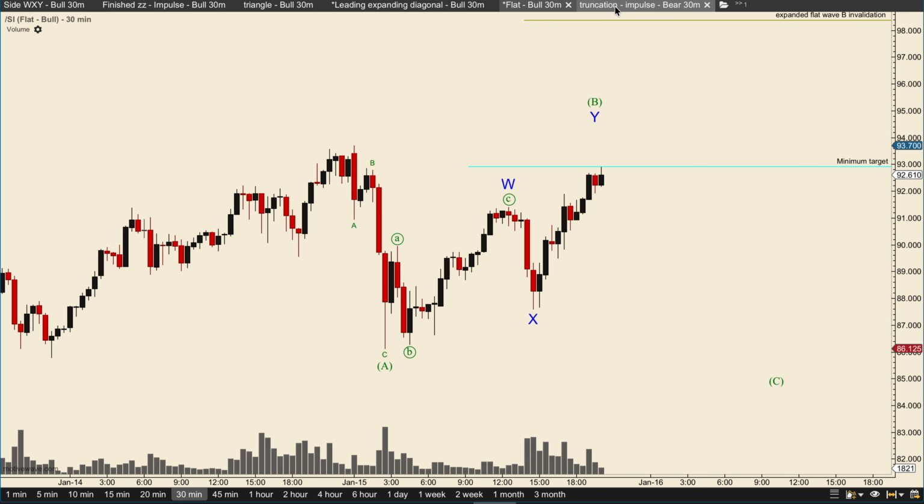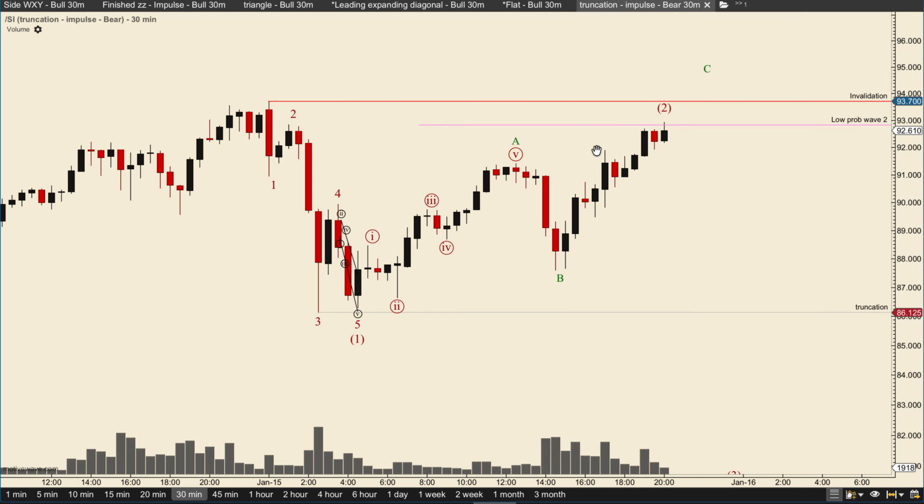If we then move on to the bearish scenarios, then we need to count this as a 1, 2, 3, 4, 5, a truncation. That is extremely rare. That is just when everything else fails and you have already tried expanding diagonals, that kind of thing. So truncations are so rare.